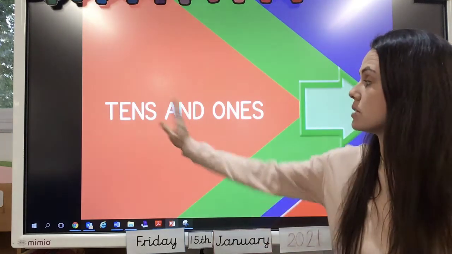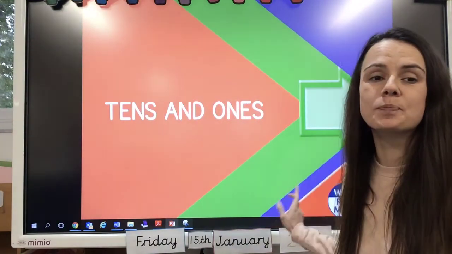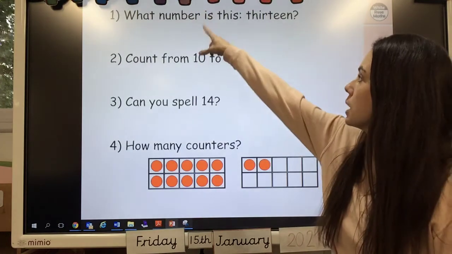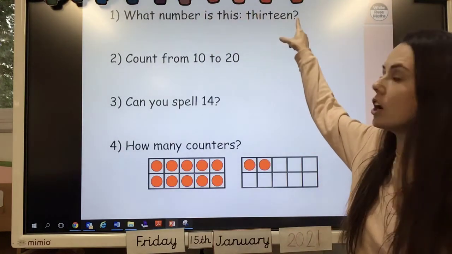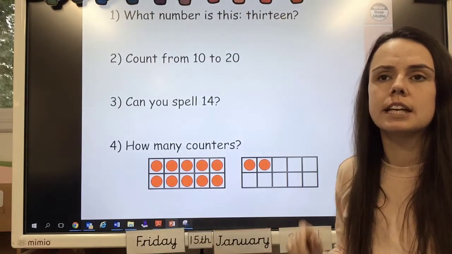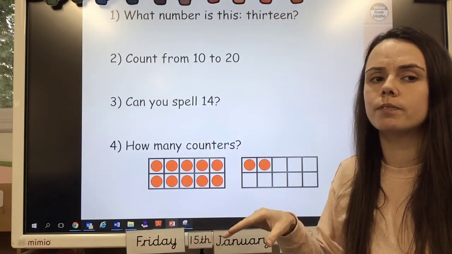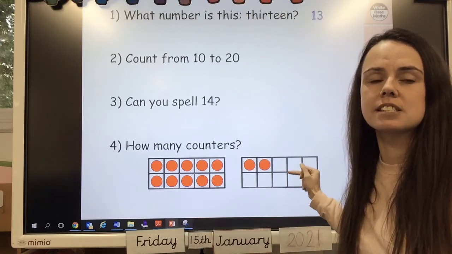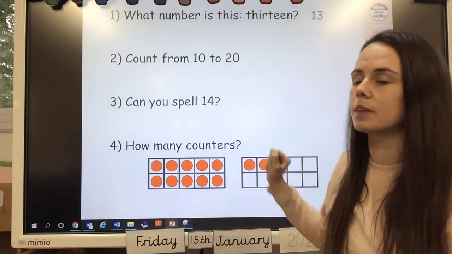Today's lesson is about tens and ones. Let's get ready by warming up our brains. So, what number is this? 13. How do we draw 13? Is it a 3 and a 1? No, it's the other way around. It's a 1 and a 3, or a 10 and a 3. So this is 13. Well done.